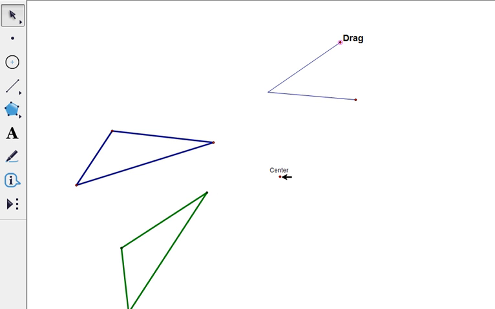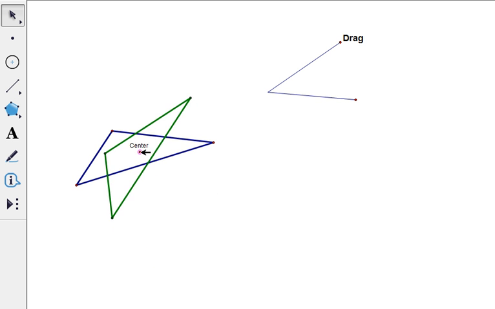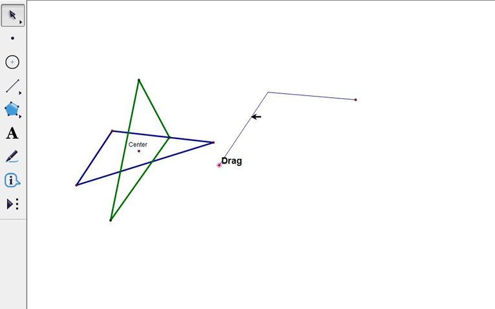And it's not always going to turn about a point out here. It might be something like this. So if I bring it back to here, that's where it would start. And notice now it's just turning around a different center point.